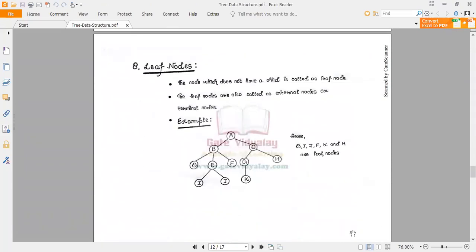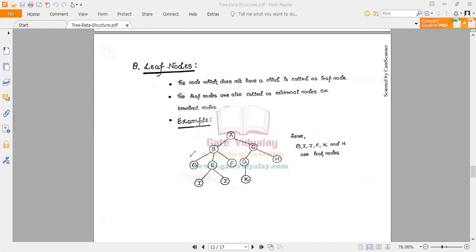Moving ahead, next we have leaf nodes. The node which does not have a child is called a leaf node. The leaf nodes are also called external nodes or terminal nodes. Alright. So what are leaf nodes? Those who do not have any child node. They are the edge of the tree and they will be considered terminal or external nodes. So here, what are the external nodes or the leaf nodes? We have D, F, I, J, K and H. They are the terminals. They are the leaf nodes because they do not have any further child node.